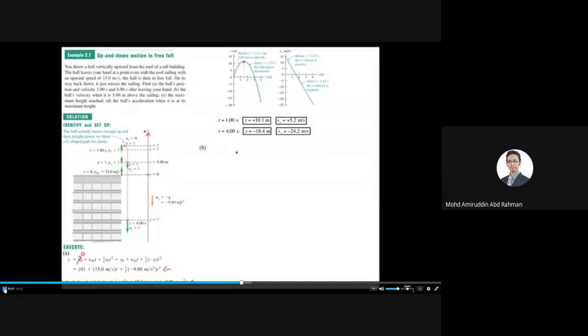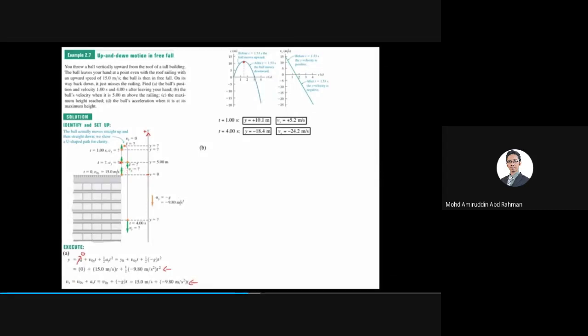for part B, I want to calculate the velocity when the ball is 5 meters above the building. It will actually be 2 times when it's 5 meters above the building, equals v naught y plus a_y t. The a_y is still minus 9.8, and v naught y is 15. Since this question is not really asking for that time, you just plug in those values and you obtain the v_y. And similarly for t at 4 seconds.